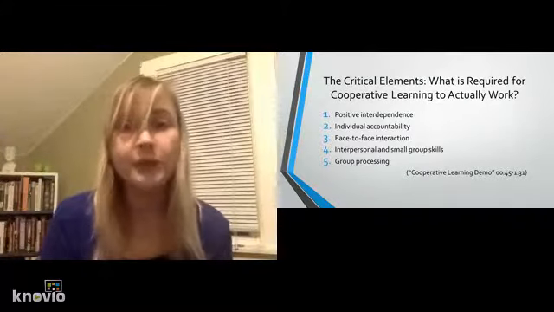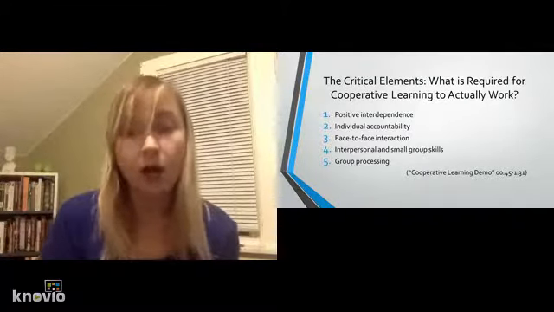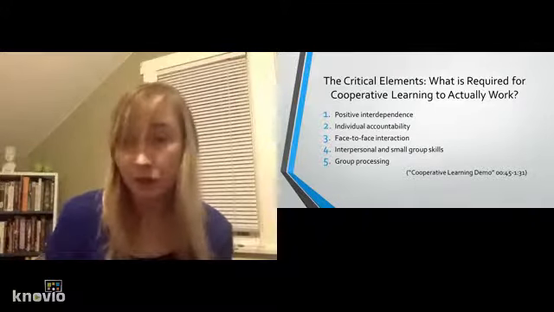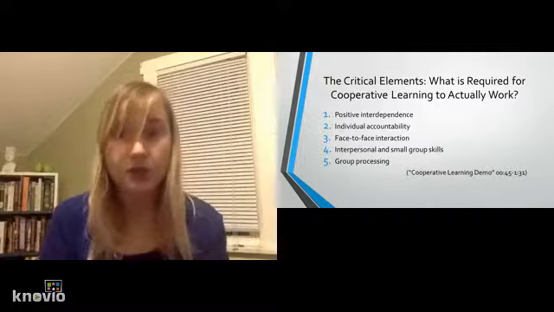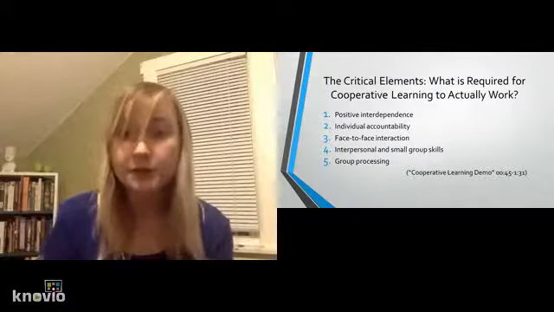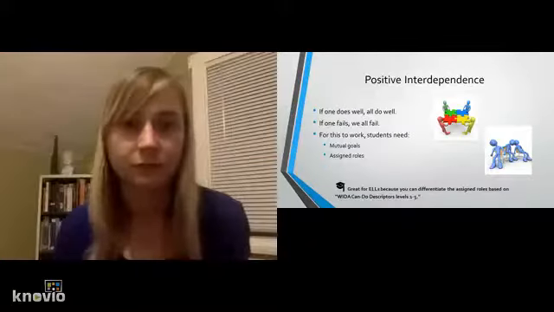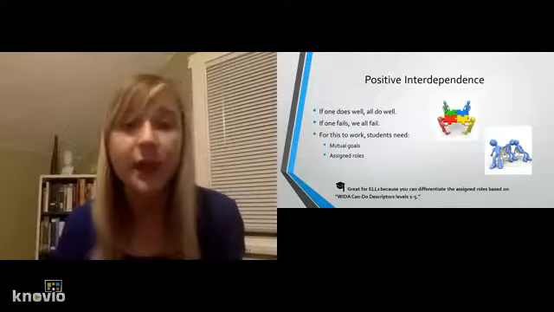Now, for group work to actually work, there are 5 critical elements. They are positive interdependence, individual accountability, face-to-face interaction, interpersonal and small group skills, and group processing. And we'll go through each of these one by one. Okay, so the first element is positive interdependence.